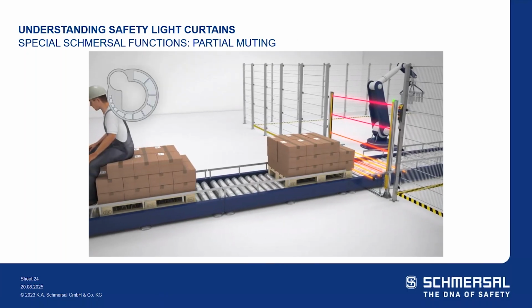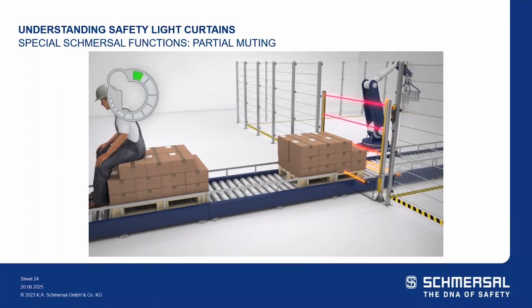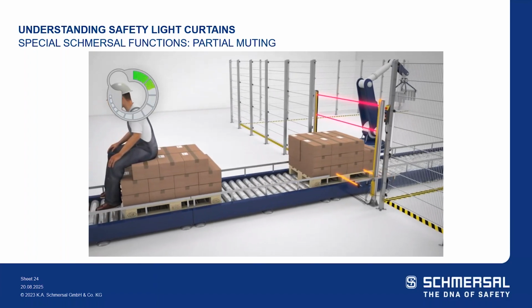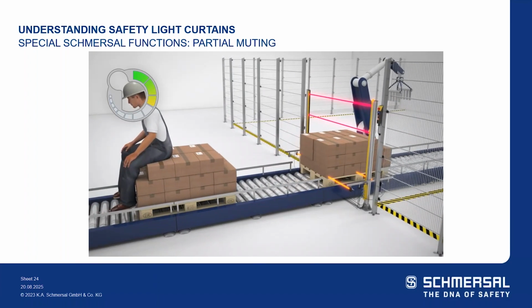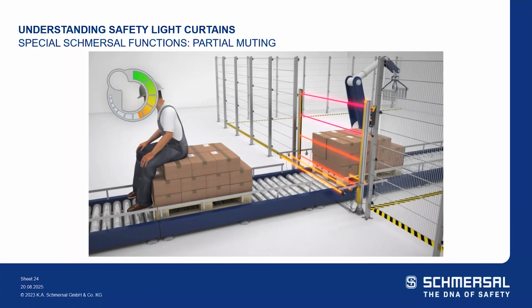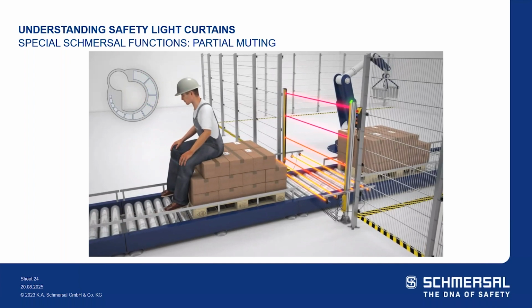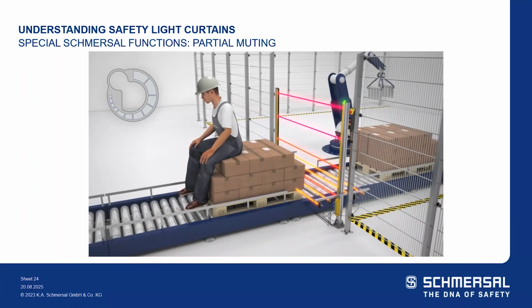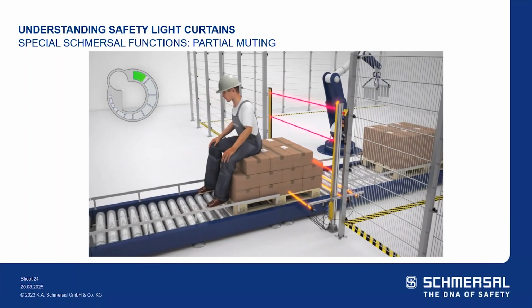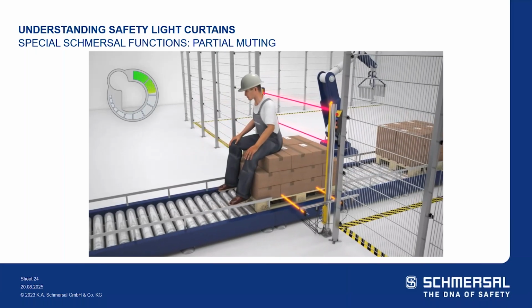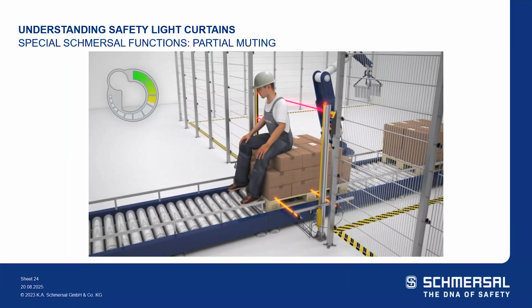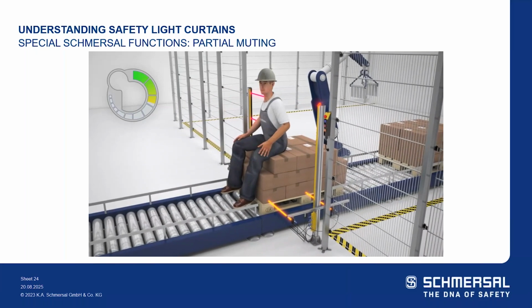And here we are with partial muting. So we've got Johnny-come-lately who thinks he's going to take a ride on the pallet, and this will allow only part of the protective field to be disabled once muting is enabled. But yet, we'll still detect Johnny-come-lately who's trying to check out the robot inside. So again, another special Schmersal function is partial muting, where part of the protected field is disabled once muting is enabled.